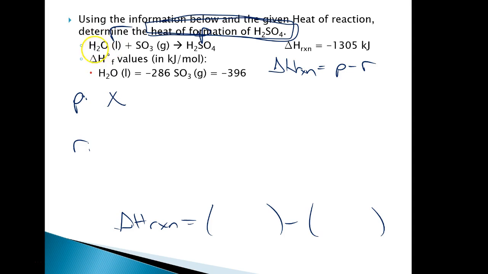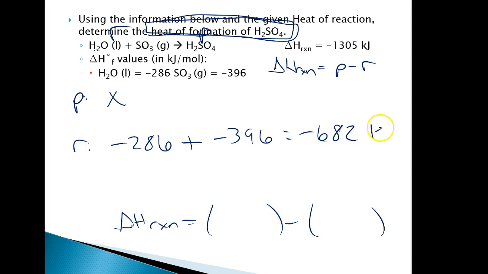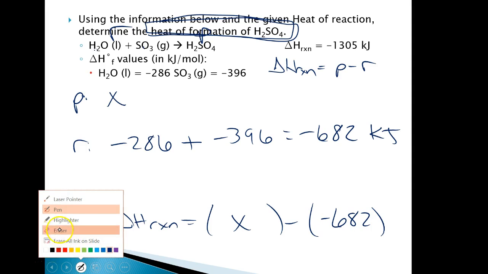Then my reactants are over here. Water is negative 286 plus SO3 is negative 396. I don't have any coefficients, so all I need to do is basically add those together. And I get negative 682. And now I'm going to put this into products, x, minus reactants, equals the heat of reaction. So I'm going to erase that value right here.